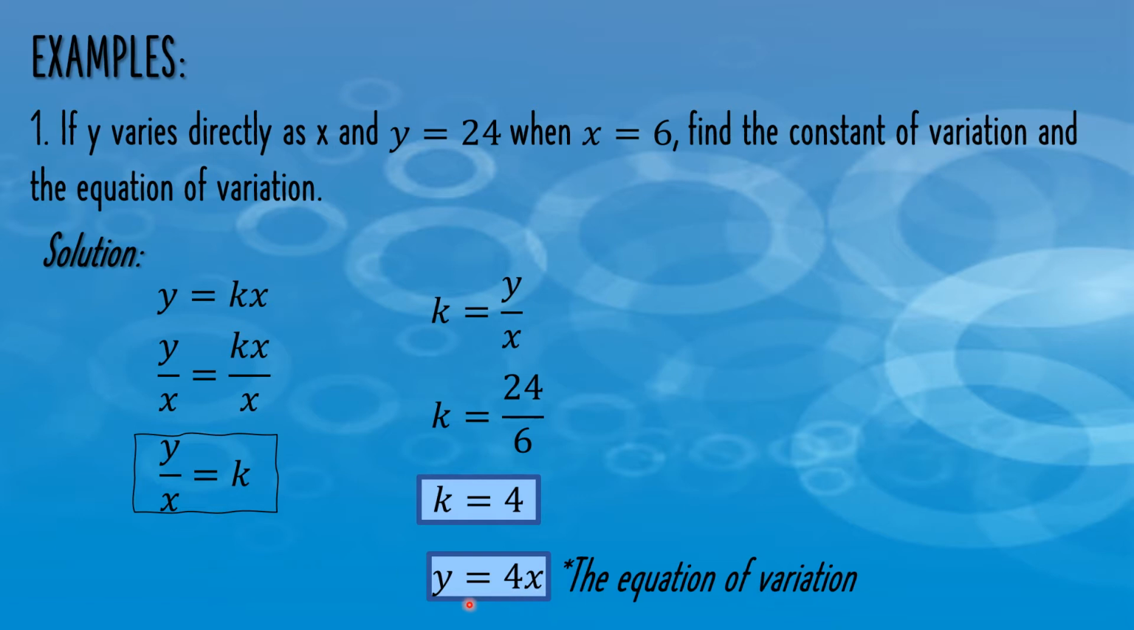Paano naging ganito yung ating equation? Sinubstitute lang natin yung nakuha nating constant of variation which is 4 doon sa ating formula na kx, kaya naging y equals 4x.